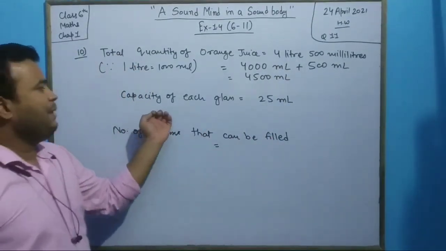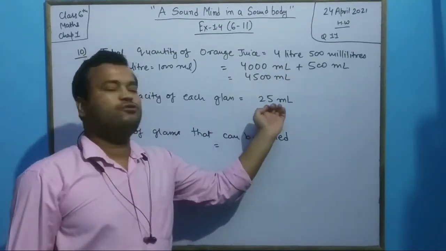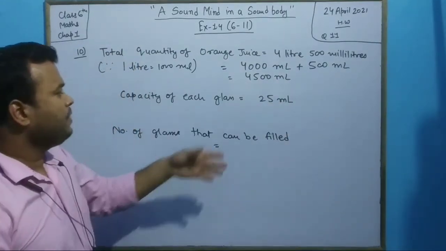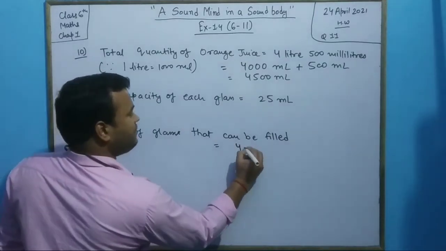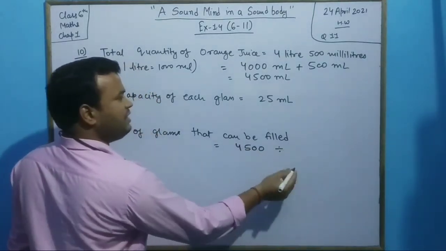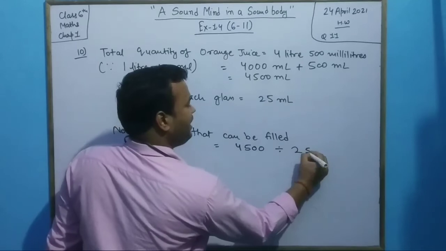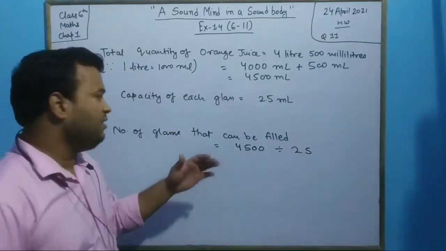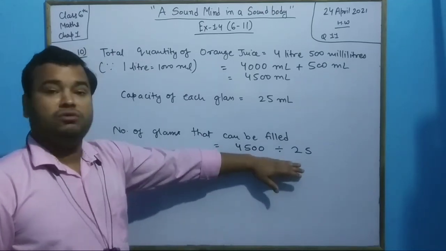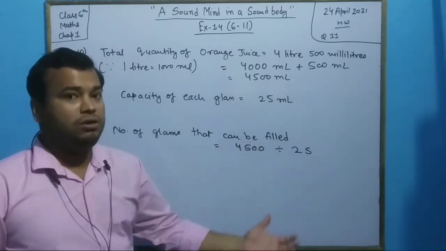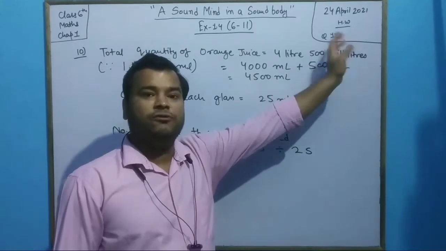Again, the capacity of each glass is 25 ml. So how many glasses can be filled? The total capacity, 4500 ml, divided by 25 ml will give you the number of glasses that can be filled. You need to do this on your own, and question number 11 is also your homework.